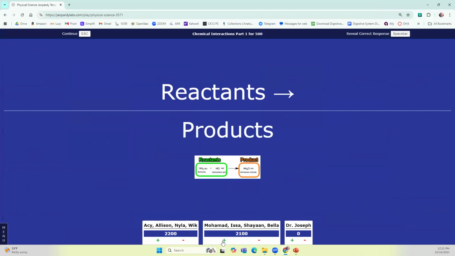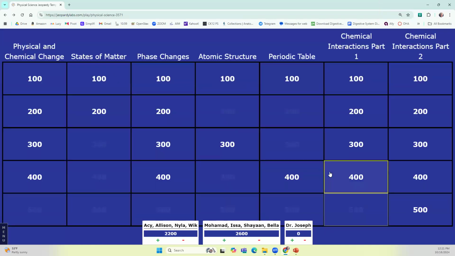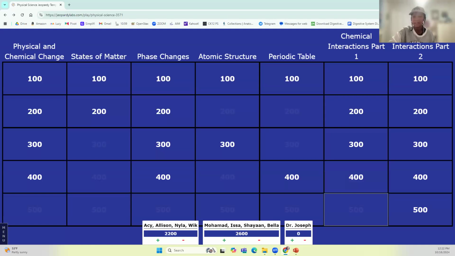All right, so that was team 2. And I'm kind of losing track here because of the missing. So that was Cheyenne. And we had Muhammad last. Oh no, so we had Allison last, Nyla.